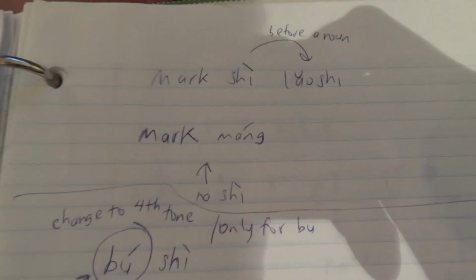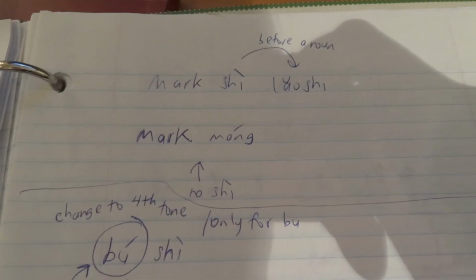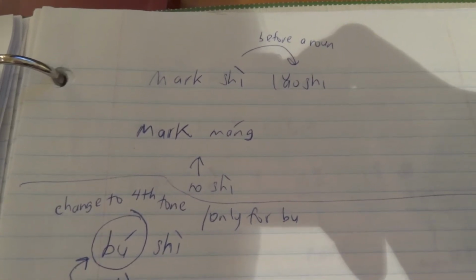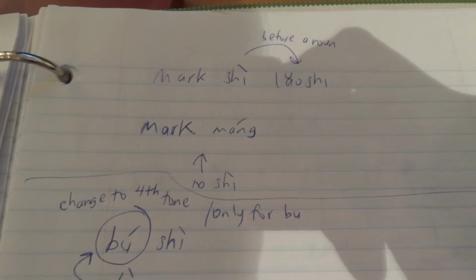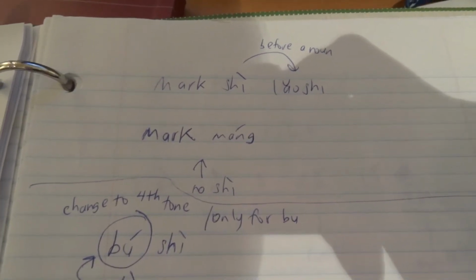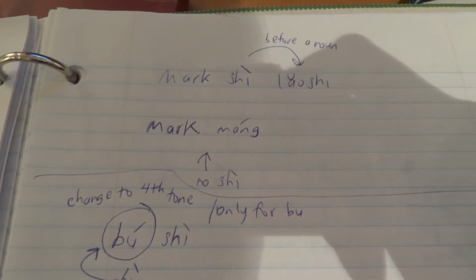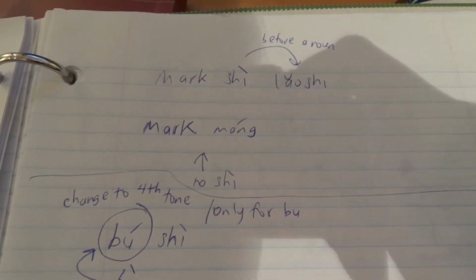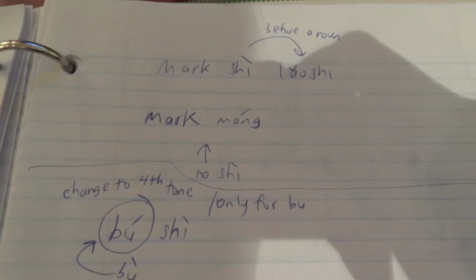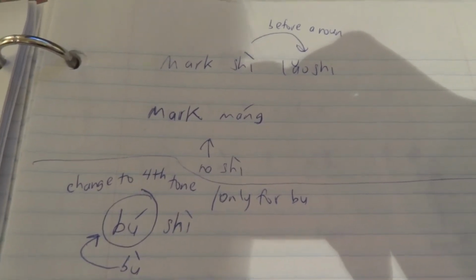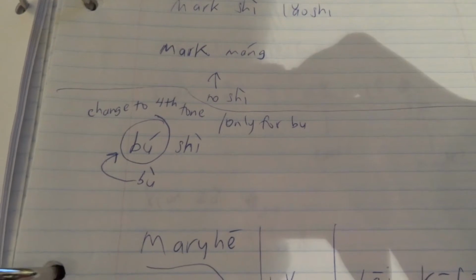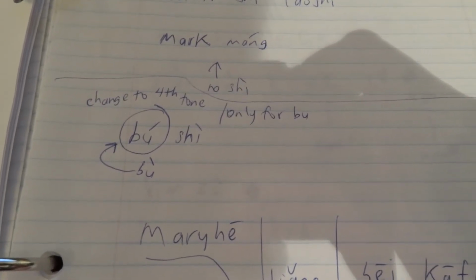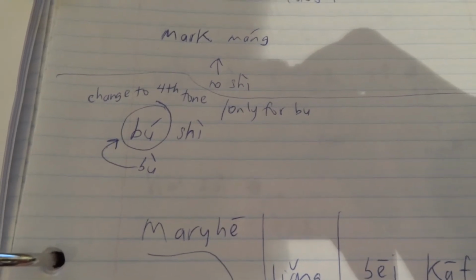If you want to say someone is a teacher, you can say 是. So Mark 是老师. Mark is a teacher. But that's only for nouns. If you don't have a noun, you don't have to use 是. You can say Mark 忙. That Mark is busy. And when you have 不 before 是, you make 不 change to the fourth tone.